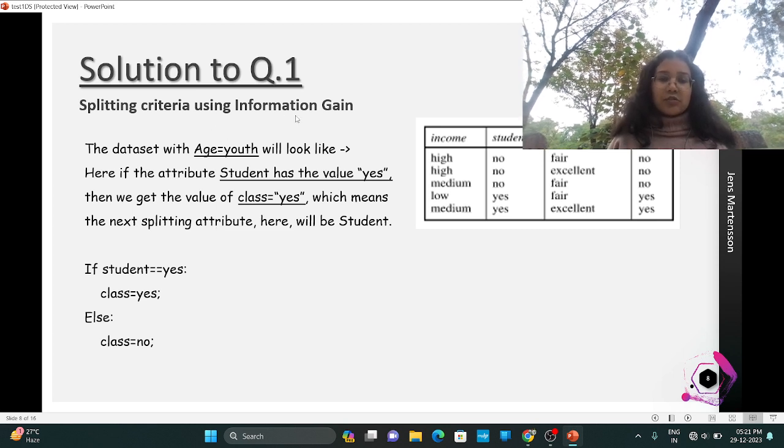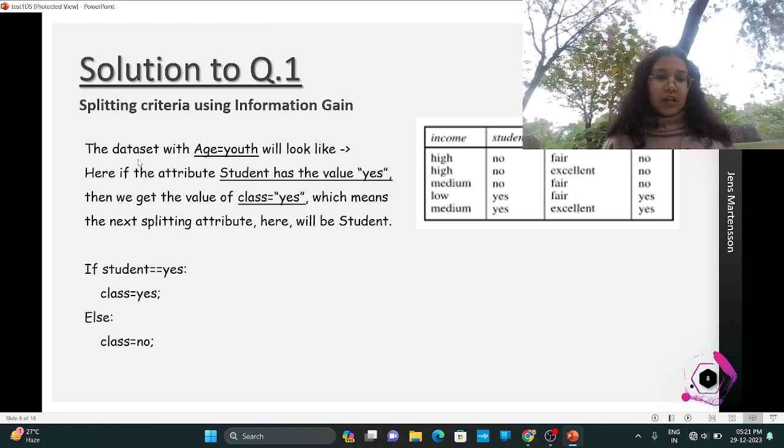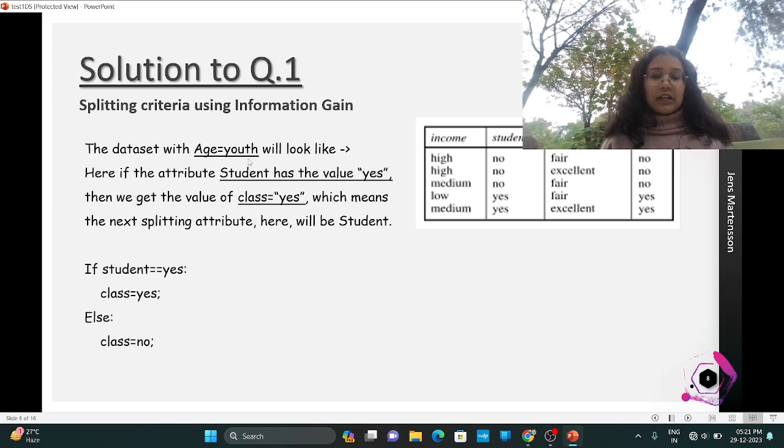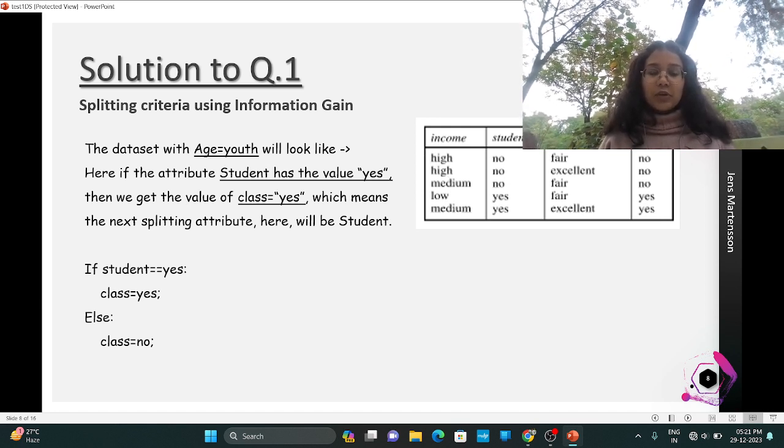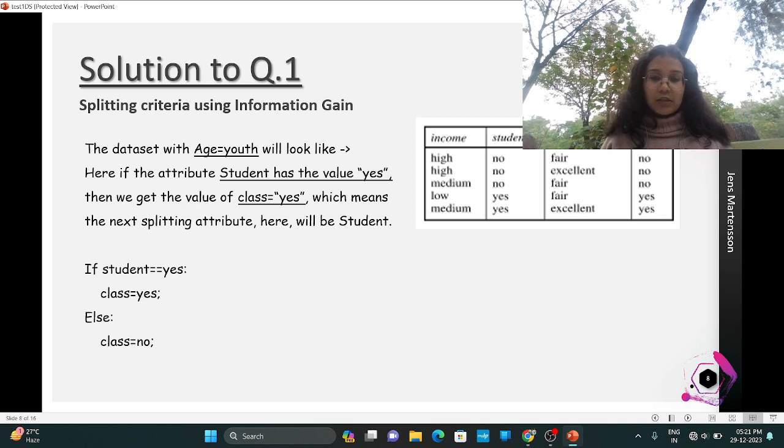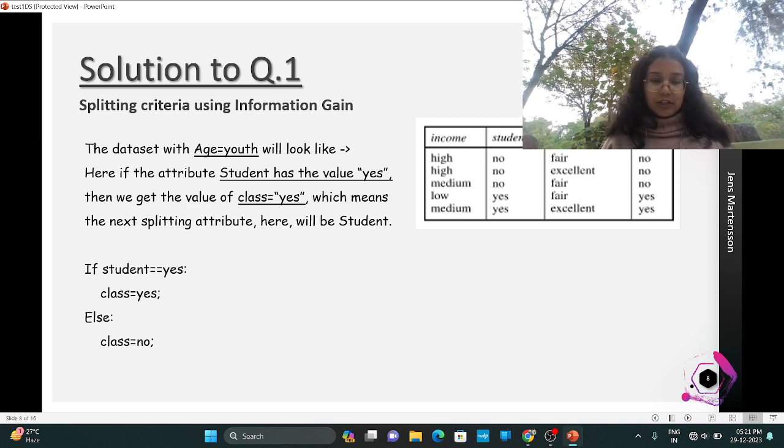Splitting criteria using information gain again. The data set with age equals youth will look like this. We see this table here. If the attribute student has the value yes, then we get the value of class equals yes, which means the next splitting attribute here will be student. If student equals yes, class equals yes, else class equals no.